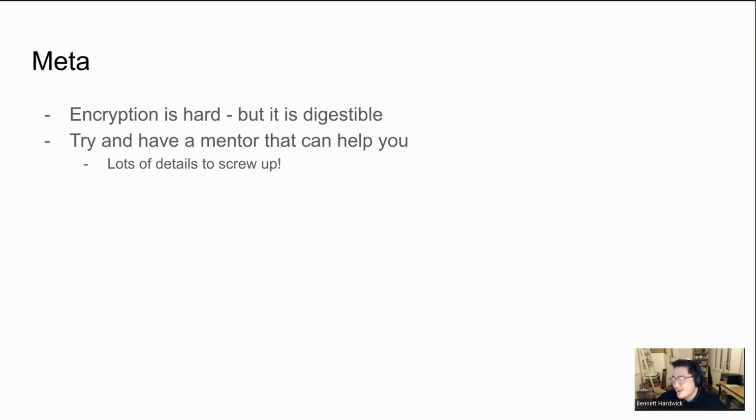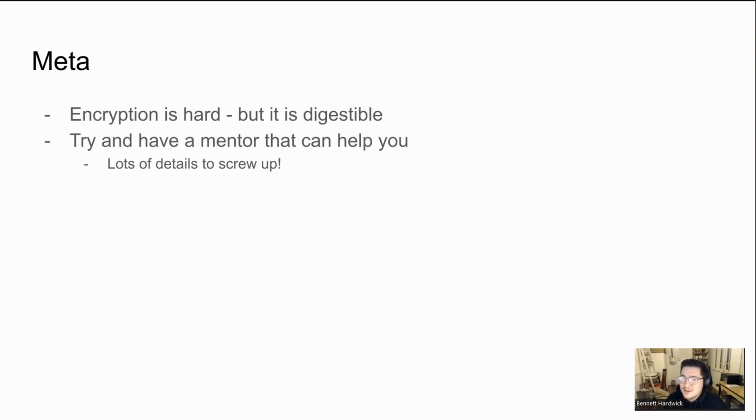I was a little bit spooked by it, but after looking into implementations and seeing how it's actually done, it was a lot clearer. So if you can break it down into digestible chunks, I think it helps a lot to learn about encryption. And I think it's really good to have a mentor that can help you, especially with the finer details of the implementation, because there's lots of details you can screw up.